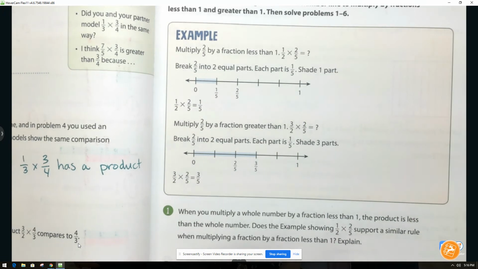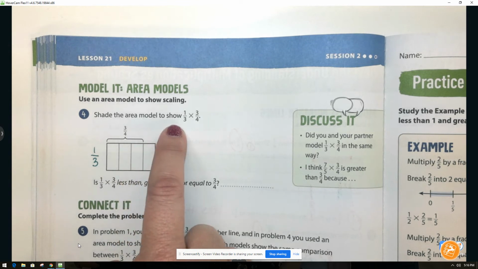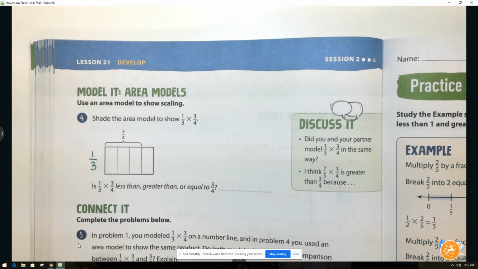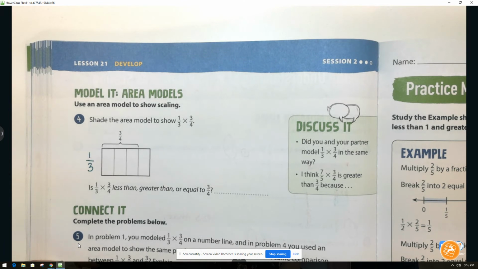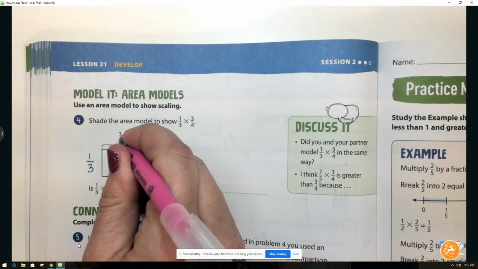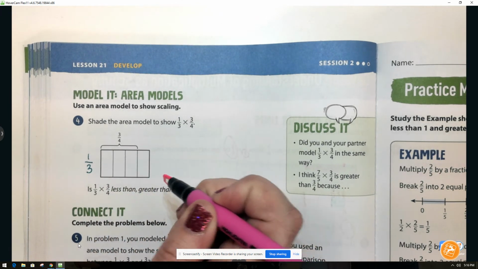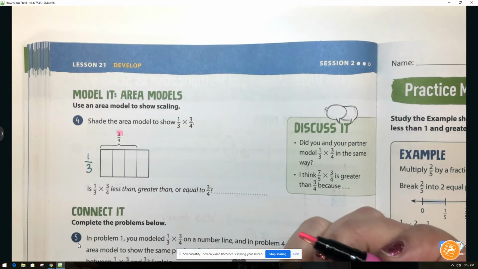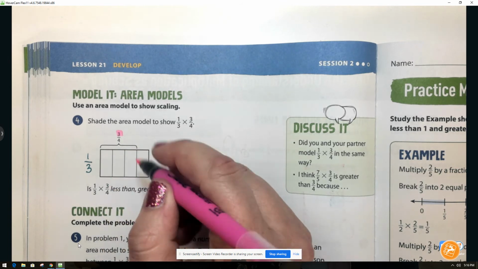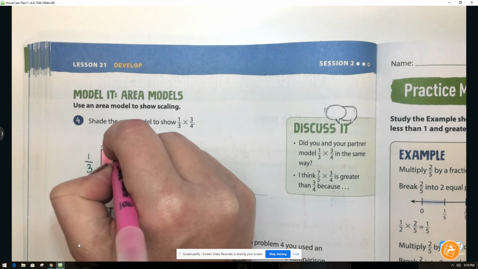Go to number 4. On number 4, it says shade the area model to show 1/3 times 3/4. This is something that we know how to do. We've done this before. So we remember that the factor on the top, the 4, tells us how many equal columns we have, or how many equal parts we have in this rectangle area model. The 3 tells us how many of these columns we're going to shade in. So we're going to go ahead and shade in 3 of these columns.